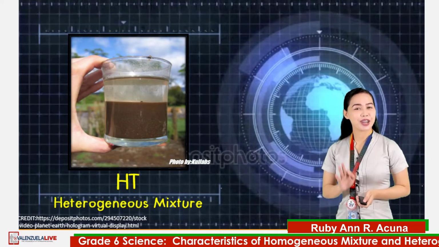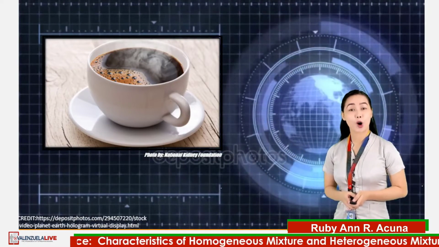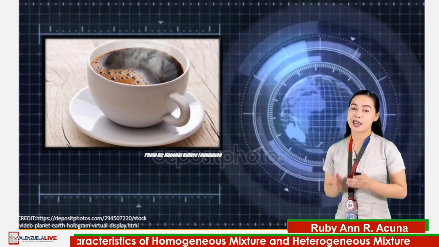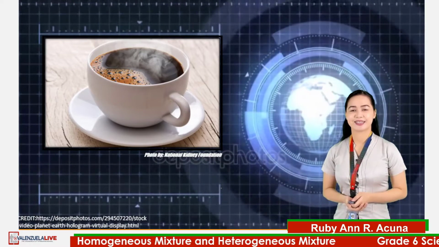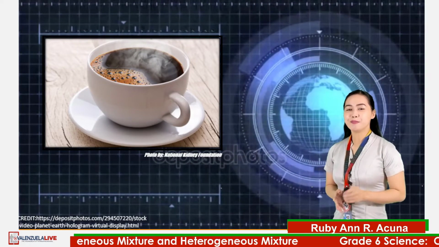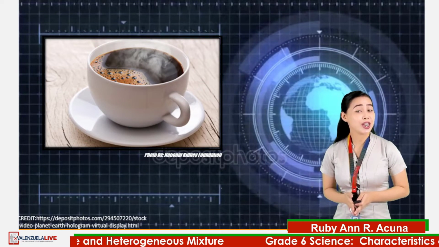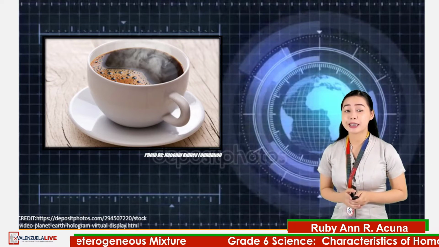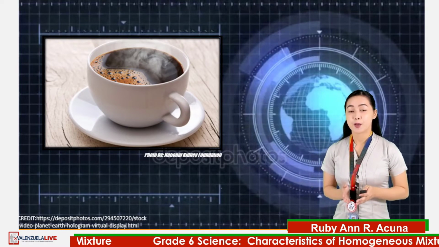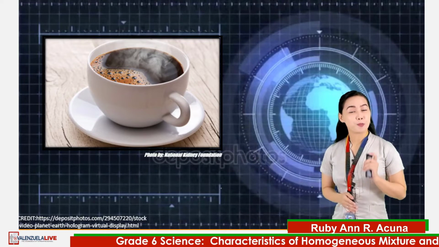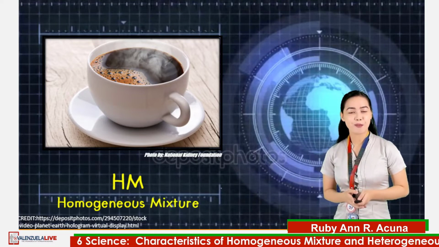For our picture number 3, we have here a hot coffee. Comment down your answers if it is HT or HM. Again, hot coffee is a solid-to-liquid mixture. The coffee powder, which is in solid state, was dissolved completely in the hot water. Can we still identify the substances in it? If we cannot distinguish the components, therefore, the answer is HM or homogeneous mixture.